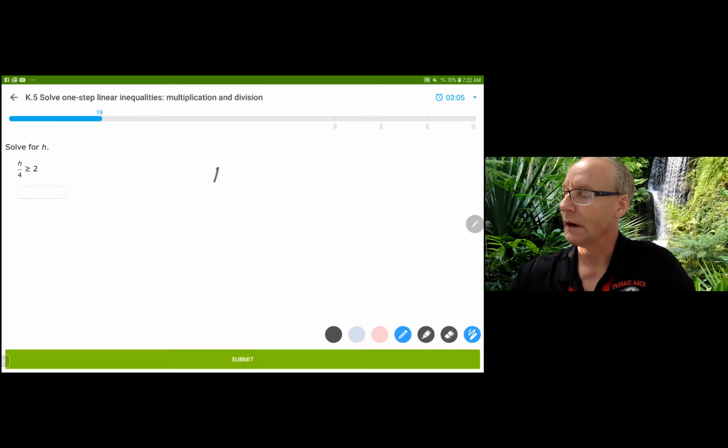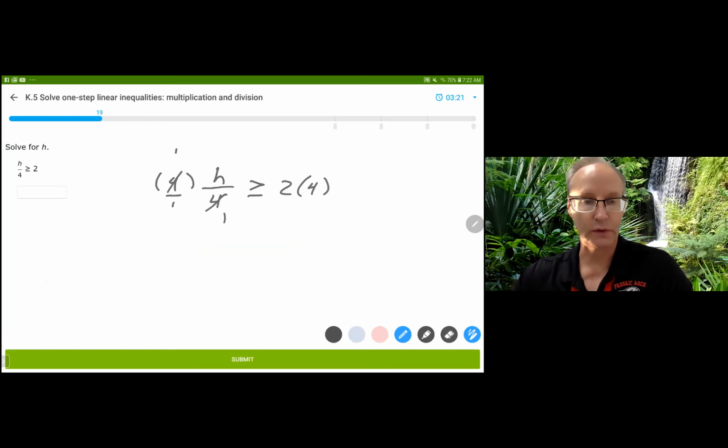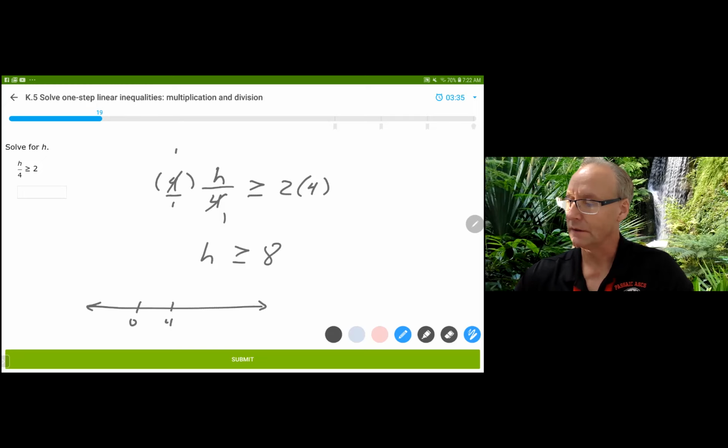Still no negatives. h over 4 is greater than or equal to 2. I'm going to multiply by 4 on both sides. Some people have a little trouble with how this should be written, but basically the 4s simplify out. Some people like to write the 4 over 1, it's the same thing. h is greater than or equal to 8 in this case, and you can hopefully draw the graph of that. Here's 0, and here's 4, and here's 8. Notice that I'm counting by 4s so that it's a little bit nicer. And we have a filled in circle because 8 is included, and we want to go in this direction because we want it to be greater than 8.